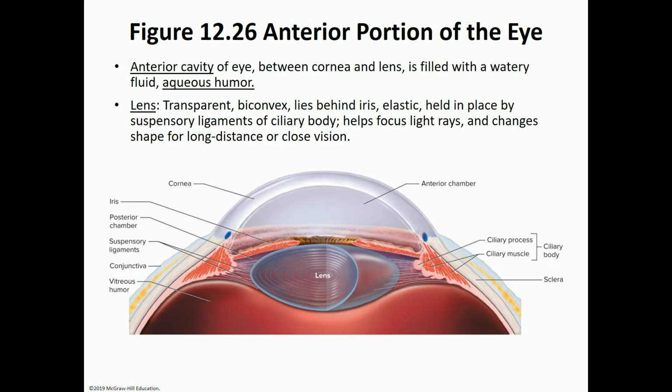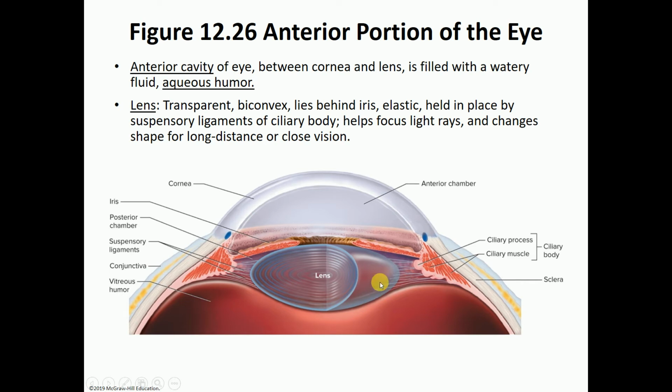So here we'll talk about the anterior portion of the eye that is found between the lens and the cornea. In the middle of it, you will find the iris, and the iris divides it into an anterior chamber between the iris and the cornea, and a posterior chamber, and that's between the lens and the iris.